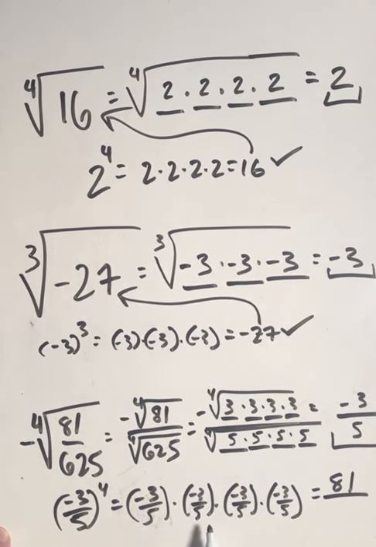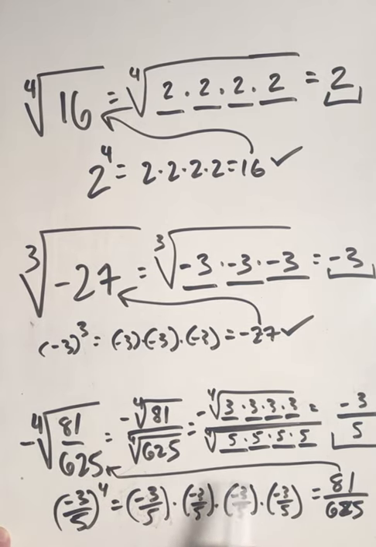And then under here we have 5 times 5 is 25, times 5 is 125, times 5 is 625. Again, this is always going to give me the number underneath the radicand, which it is, which is 81 over 625, and the reason that this is negative is because the negative is outside. So we know that we're in good shape here, and all of these are correct.